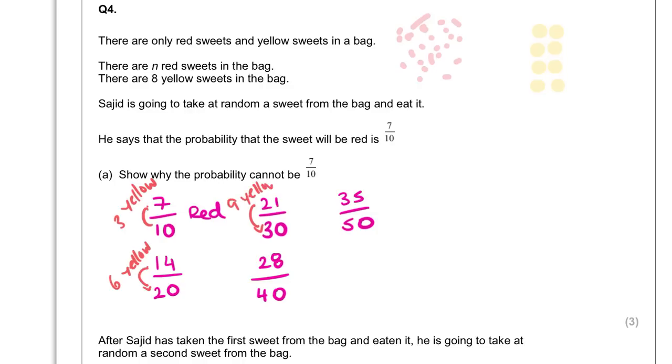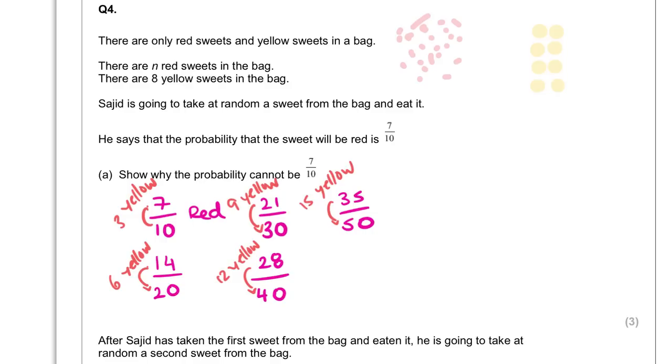9. Does that give me 8 yellows? No. How about 28 to 40? 12? Is that 8 yellows? No. 35 to 50? 15. Is that?